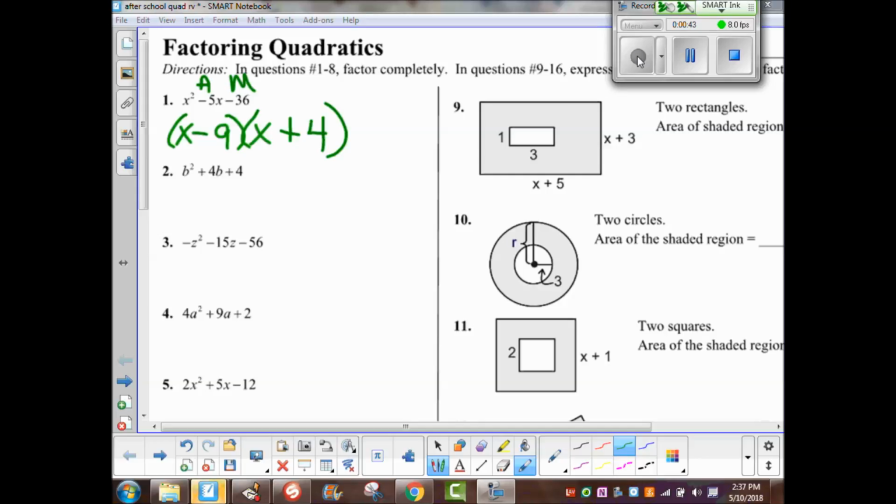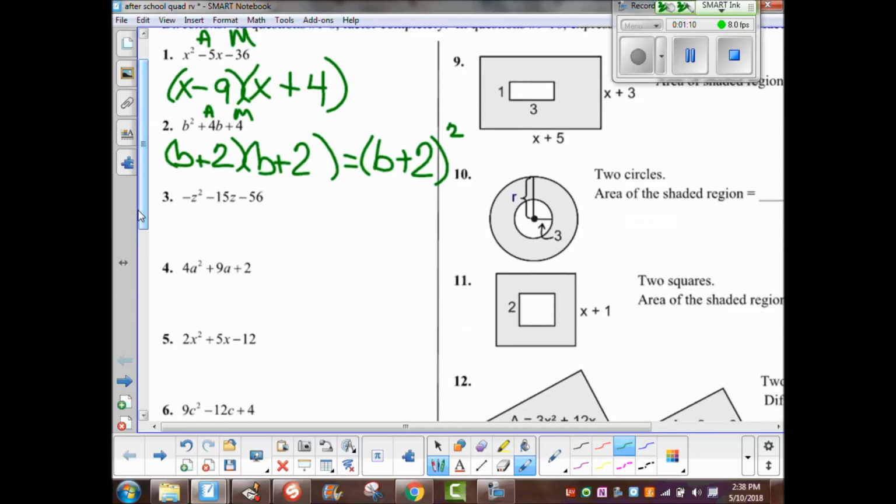The next one, same idea. Leading coefficient is 1. There's no GCF, so I'm going to go to the add and multiply. So B, I notice both signs are the same, so they're both going to end up being positive. So I know it's B plus 2 and B plus 2. You could write that as B plus 2 quantity squared, but you don't have to, but know that you could see it expressed that way.